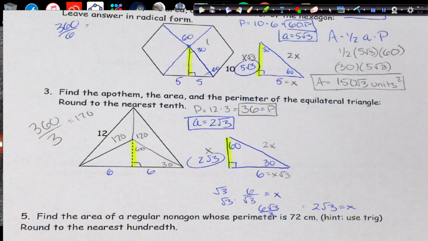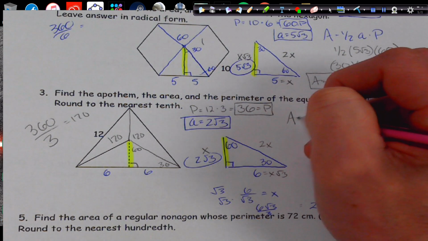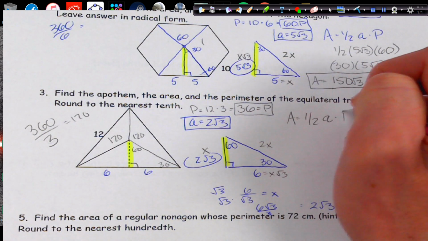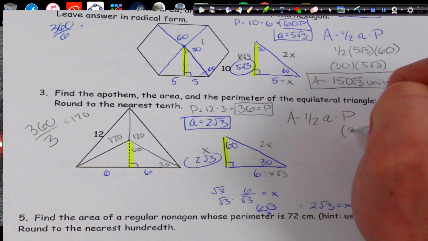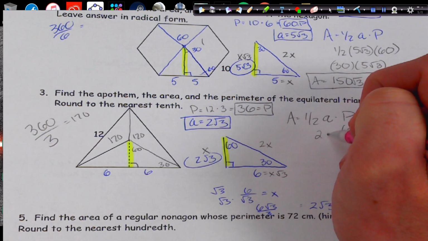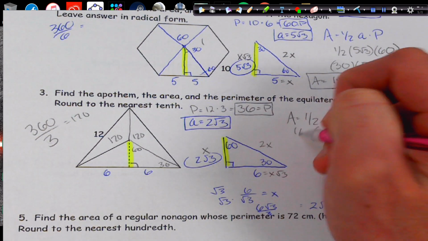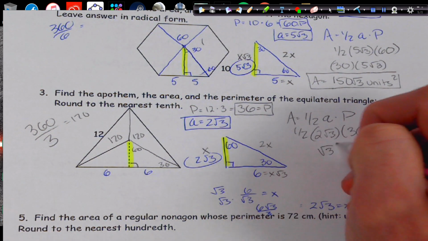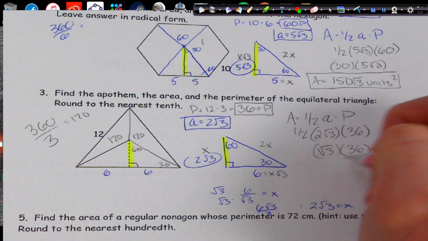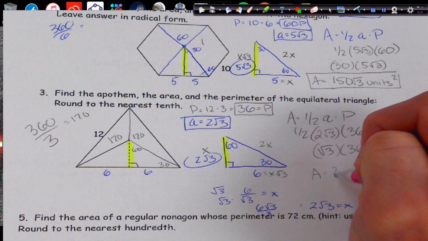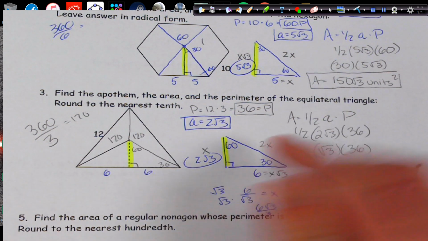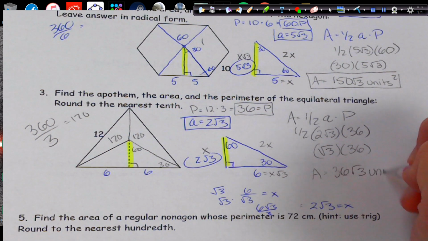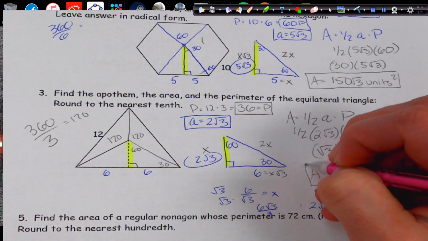And once I have both pieces, I can find the area. Our perimeter is 36. Our apothem is 2 rad 3 and 1/2. Well, half of 2 is just 1, so we get rad 3 times 36, which is therefore my answer: 36 rad 3. No units here, so I'm just going to say square units.